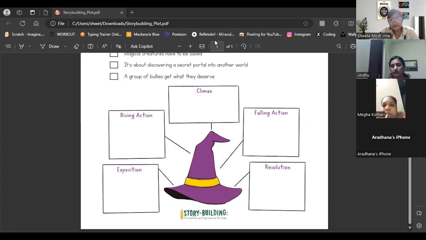So all of you quickly make this chart and share it in the group. If you write only one line, we all will be able to understand. I just want you to share the starting point of your story, then the rising action, then climax, then falling action, and then the resolution part.